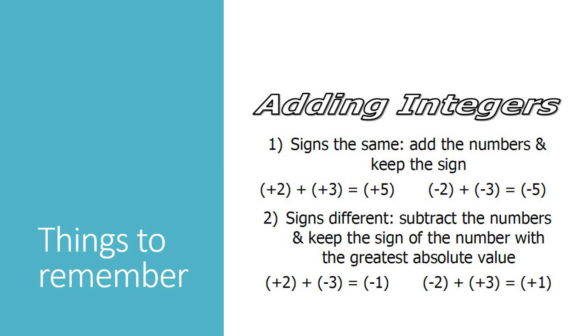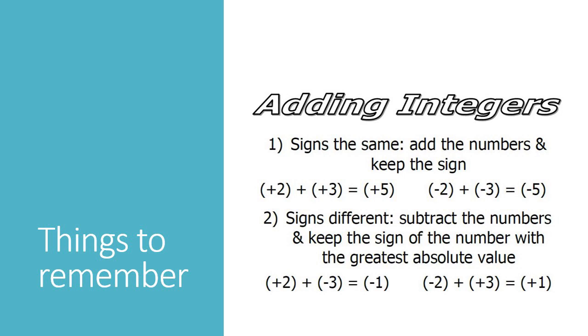For example, if you have to add plus 2 and minus 3. First is positive, second is negative. What does the rule say? Subtract the numbers irrespective of the sign. Subtract the smaller number from the larger. So 3 minus 2 is 1. Then what does it say? Keep the sign of the greater number.